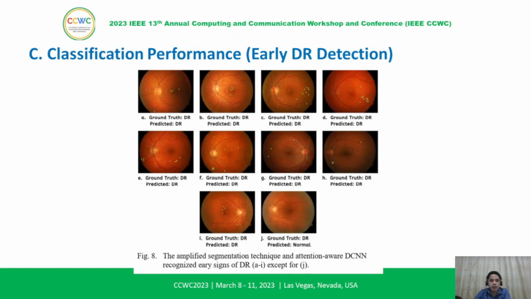For the classification performance, we used 10 early cases of diabetic retinopathy. Our model predicted 9 out of 10, with the misclassification on letter J, as you can see. The ground truth is diabetic retinopathy, but our model predicted normal. So 9 out of 10 in terms of early DR images.